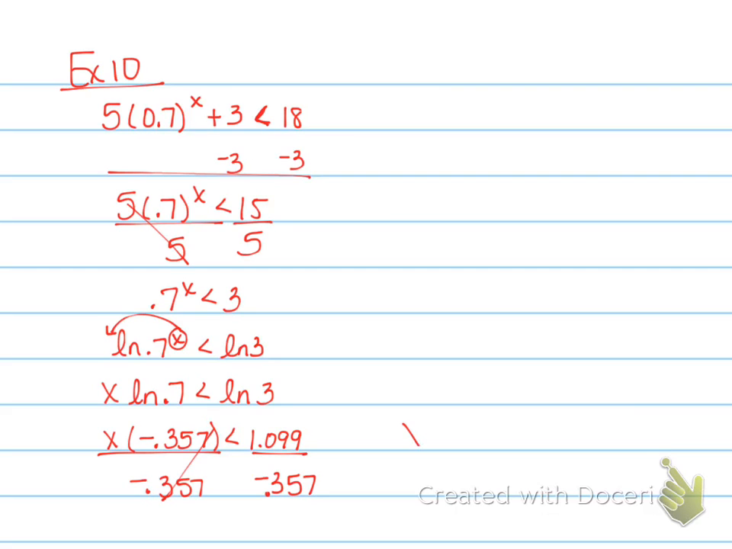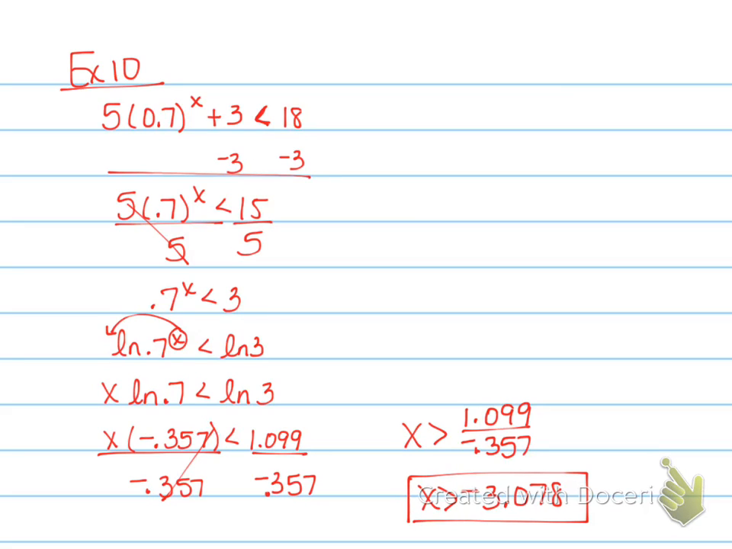And so we get that x is greater than 1.099 divided by the negative 0.357. And so x is greater than approximately 3.078. If you use the exact numbers, I think I'd gotten 3.080, but then I decided I better check to make sure my inequality sign didn't change, and I almost got it wrong, because if I hadn't checked, I wouldn't have flipped it, because I did not realize the natural log of 0.7 was negative. All right, so there's example 10.